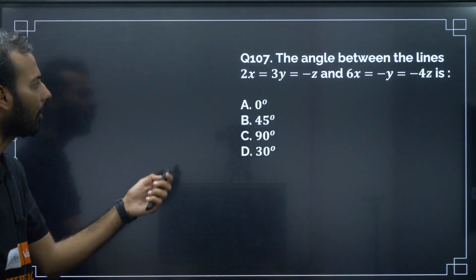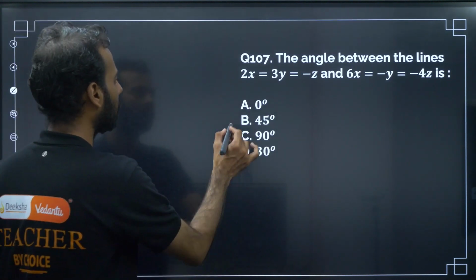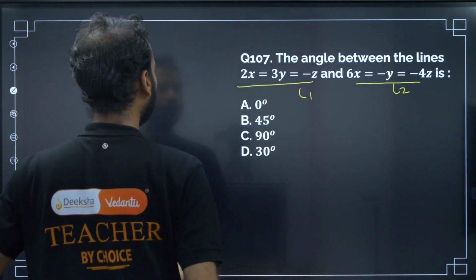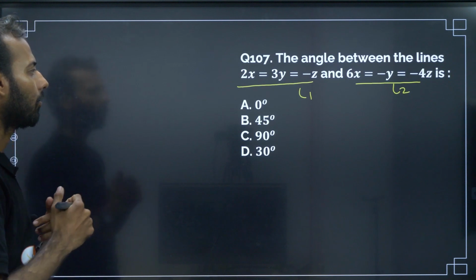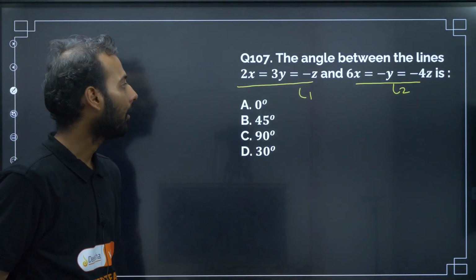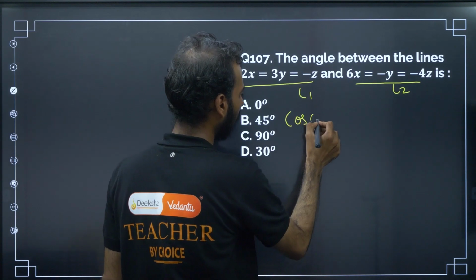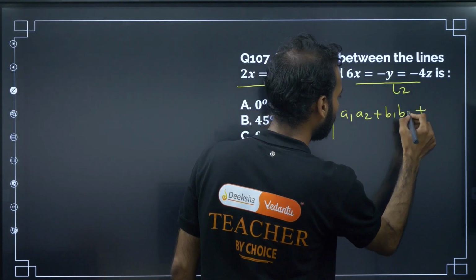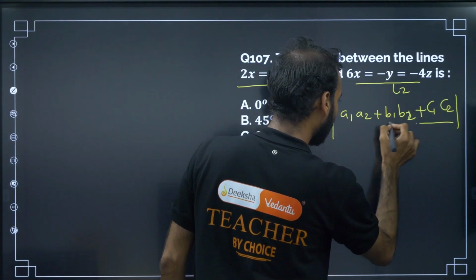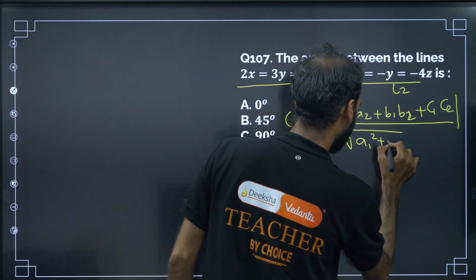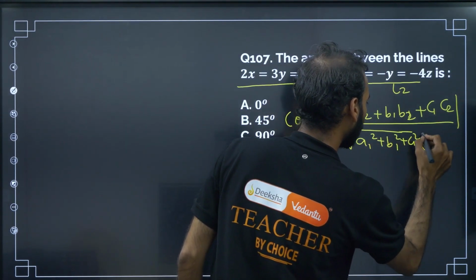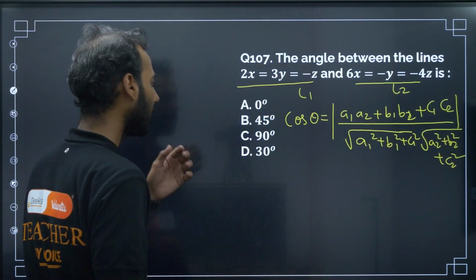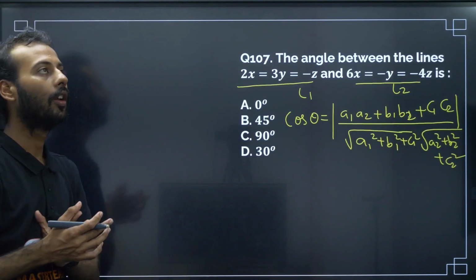No, don't waste time. The angle between the lines. They have given two lines. This is line number 1. This is line number 2. So for line number 1, line number 2, the angle between two lines formula. First go to three-dimensional geometry. Try to recall that formula for angle between. What is that? a1 a2 plus b1 b2 plus c1 c2 by root of a1 square plus b1 square plus c1 square, root of a2 square plus b2 square plus c2 square. This is the standard formula in three-dimensional geometry.